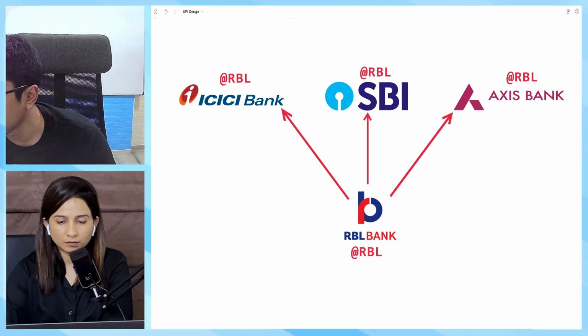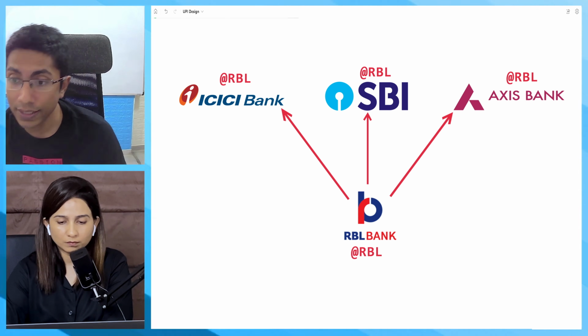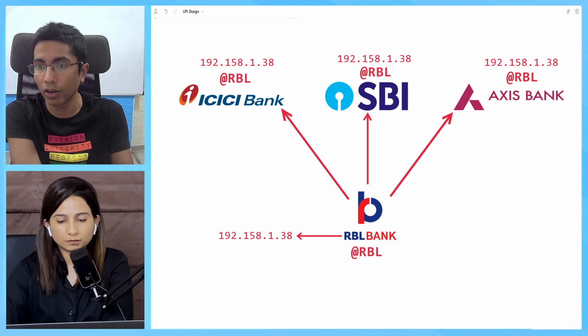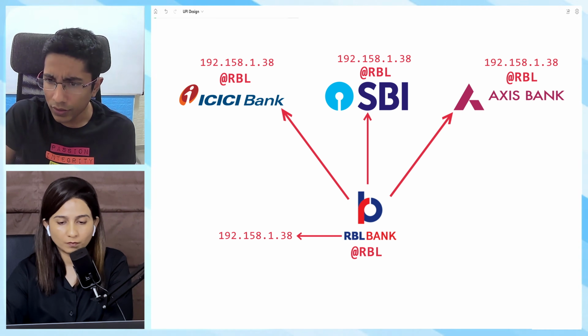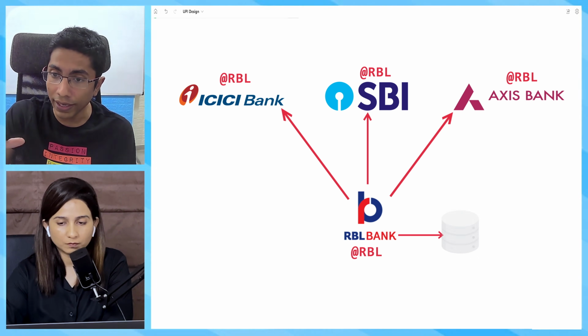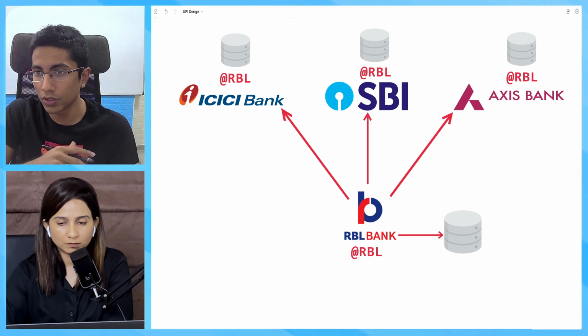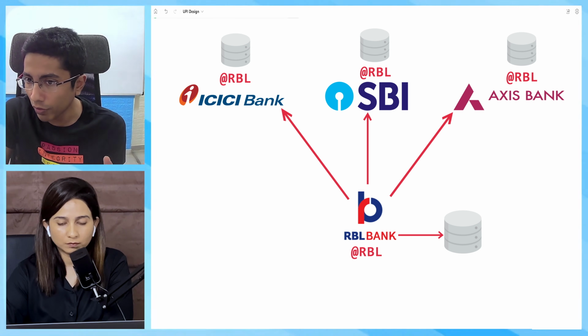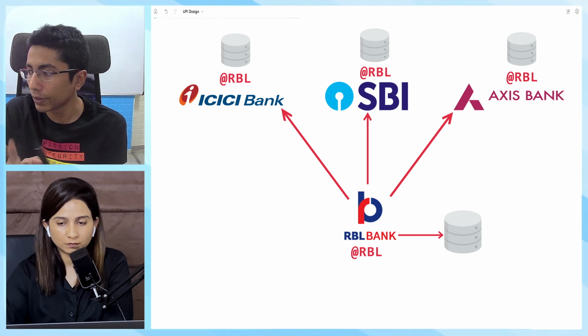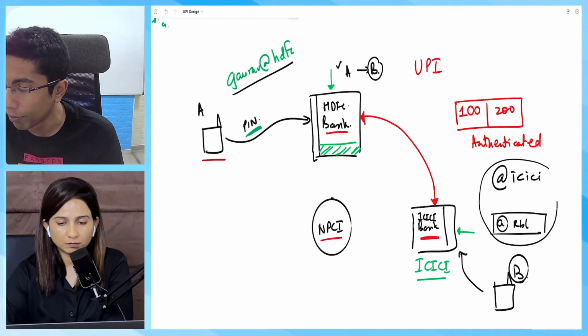Let's say RBL Bank comes in, then all existing banks have to know RBL points to a particular IP address. And if that IP address goes down or something, again, they have to update their own databases, which is crazy. There are thousands of banks with thousands of IP addresses. Many of them go down, come back up. So this address resolution is a problem.